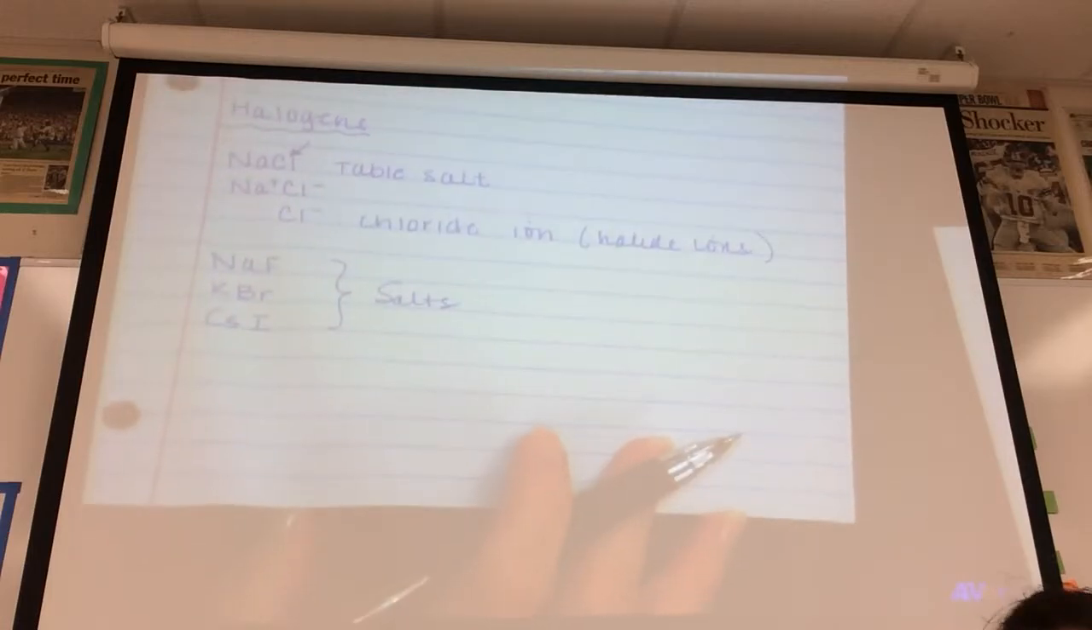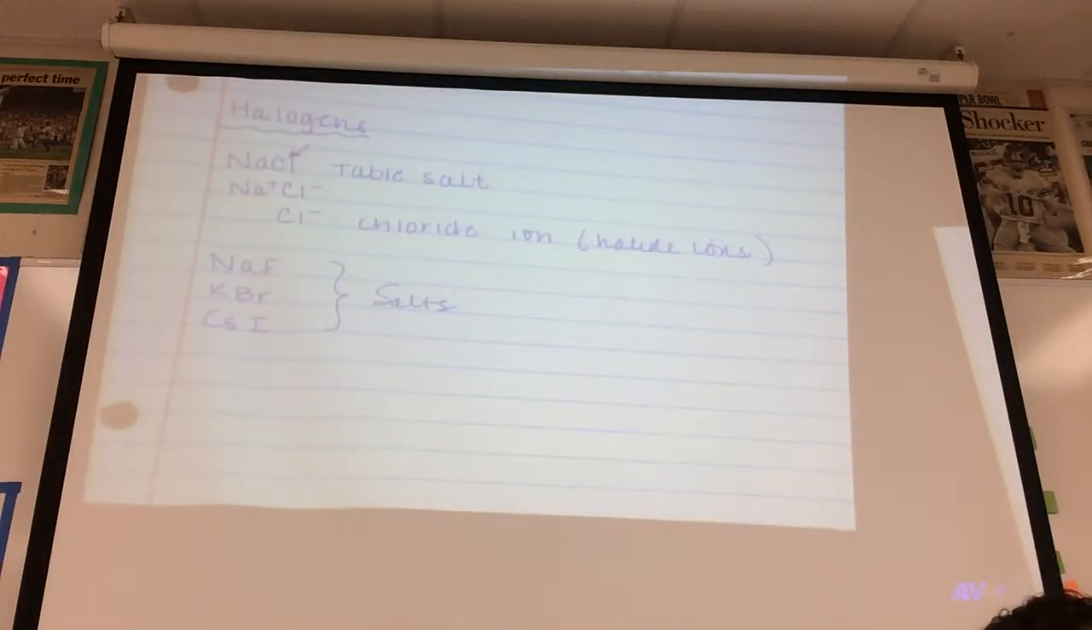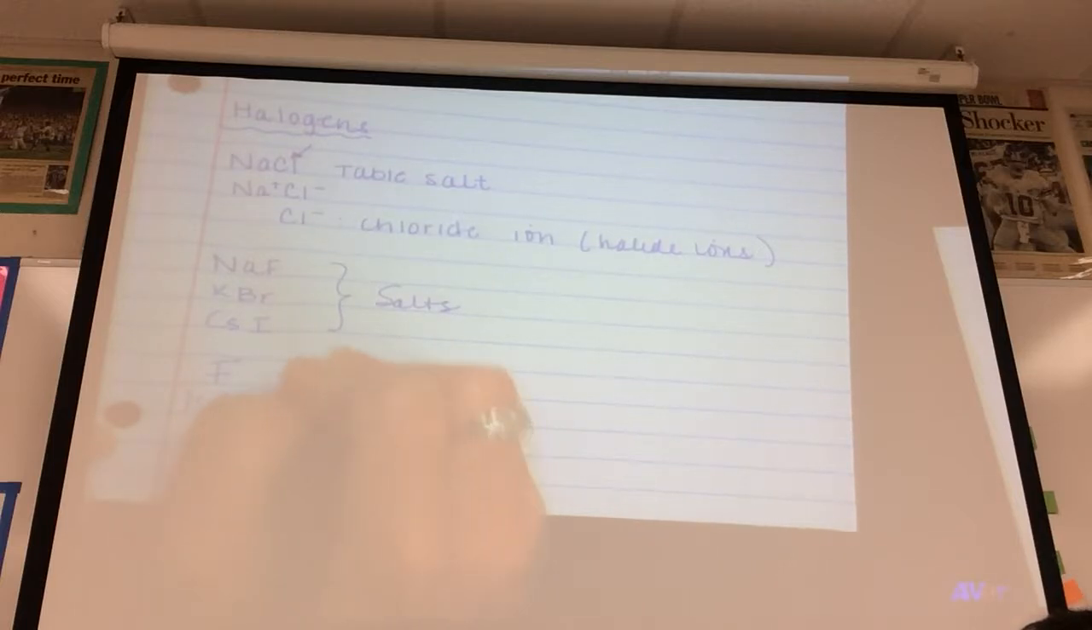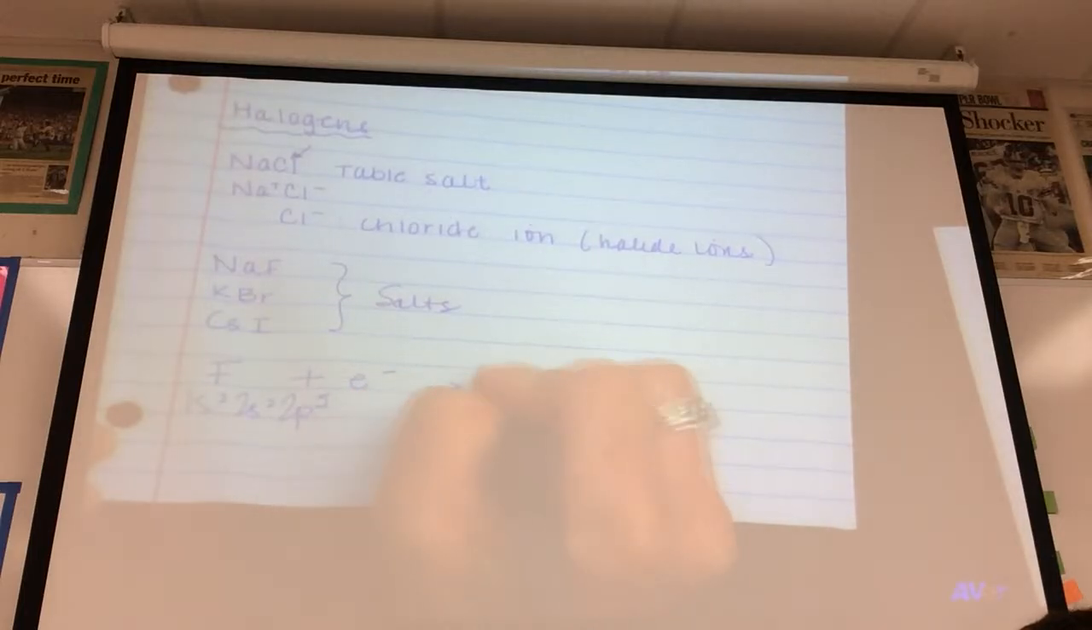These elements are very reactive. How many valence electrons does an element have from group 17? 7 is correct. So if you considered, for example, fluorine, which is 1s2, 2s2, 2p5, these elements gain 1 electron to form ions.